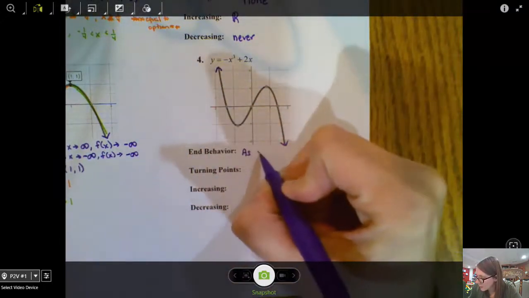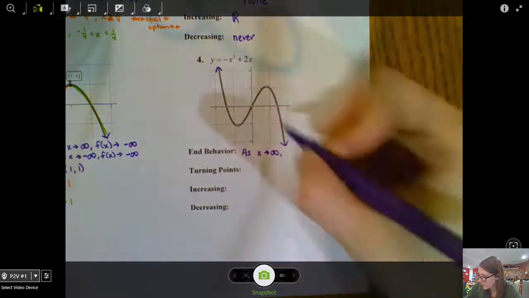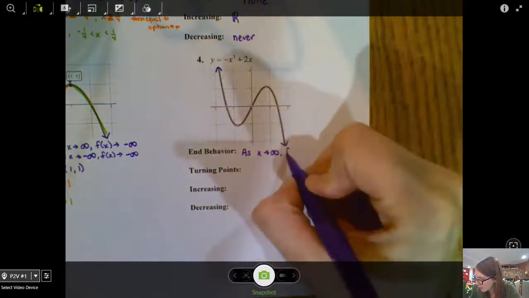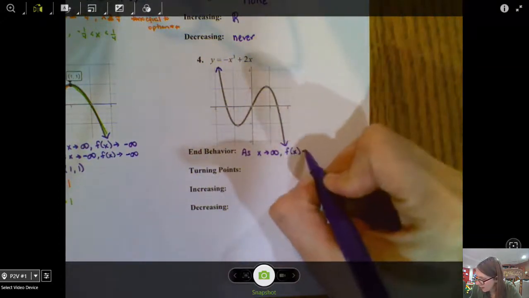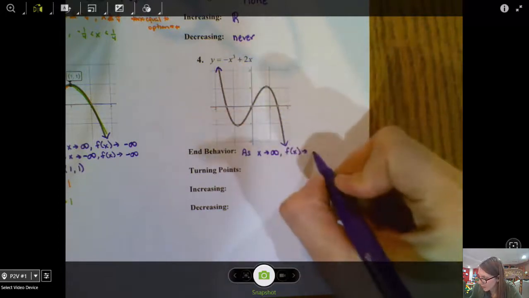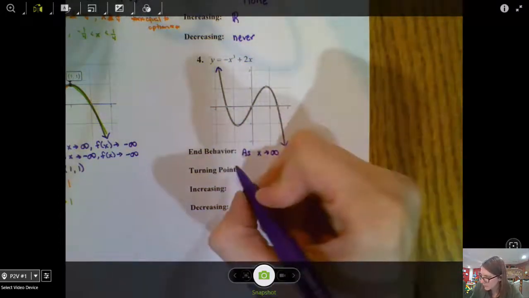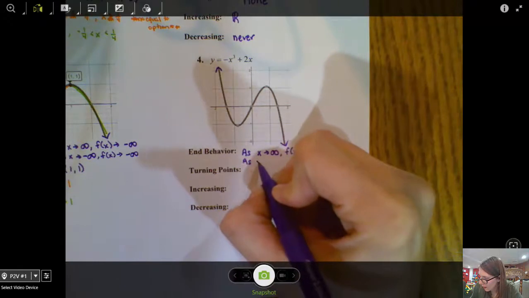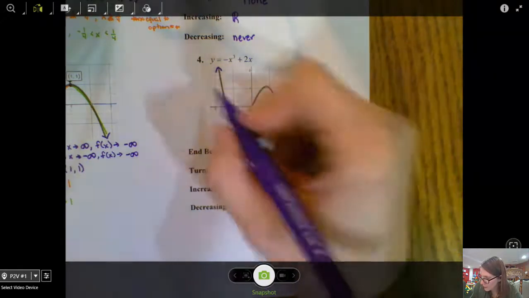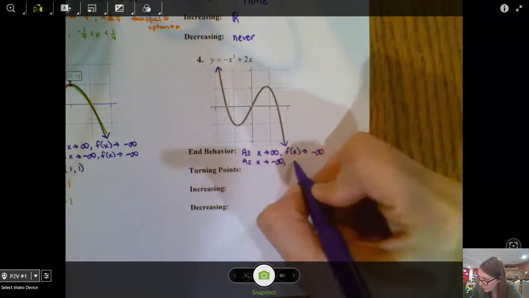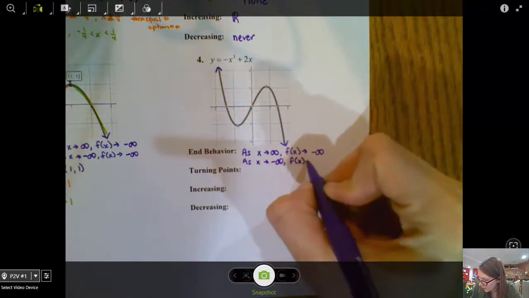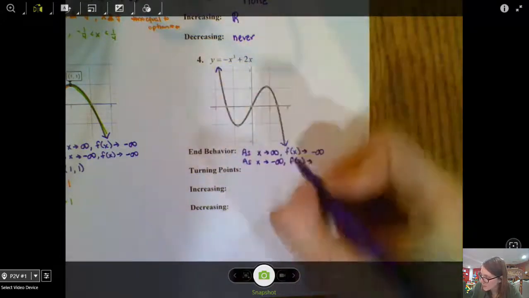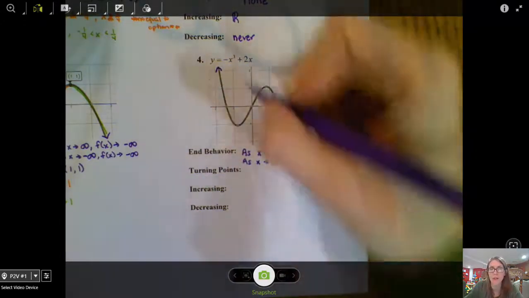End behavior: as x approaches infinity, further to the right, f of x approaches negative infinity. And then on the left, as x approaches negative infinity, f of x approaches positive infinity. Our y values are going up here.